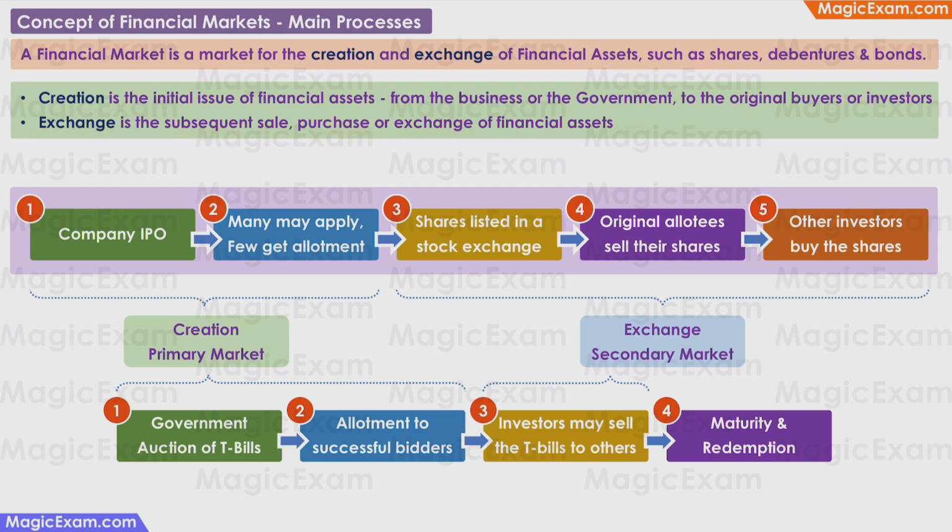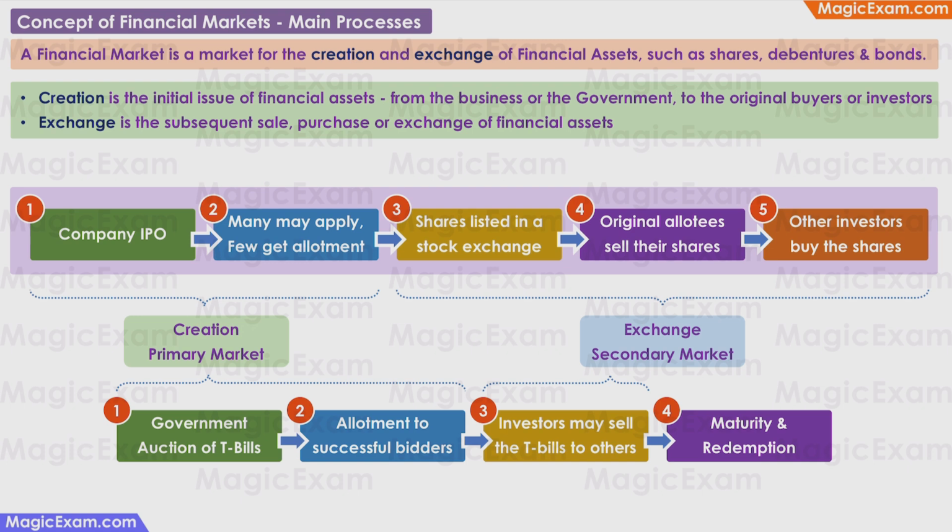For example, a company like Bajaj Housing Finance announces an IPO, or an initial public offering, for its shares. A large number of people apply, but only a few people get the IPO allotment. Here the company has created the financial assets, which are its shares, and allotted them to the original buyers or the original investors. So this is the creation process.